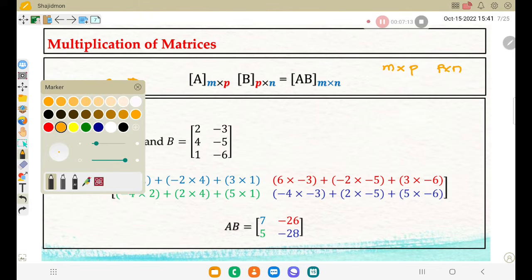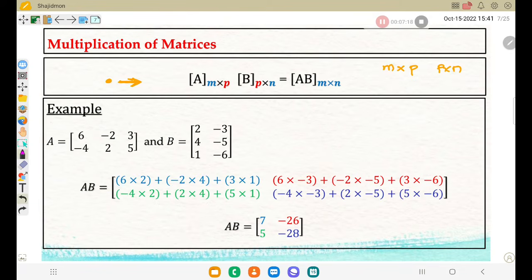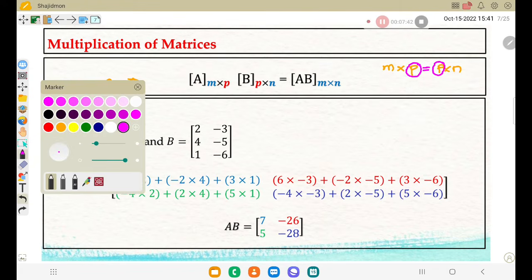Now, what we need to check is, if we want to multiply these two matrices, as I told you, only some matrices we can multiply. So when we are multiplying two matrices, check the second number of the first matrix order and the first number of the second matrix order. This should be the same. Then only we can multiply. Otherwise, we cannot multiply. Now, if it is the same, then we can multiply.